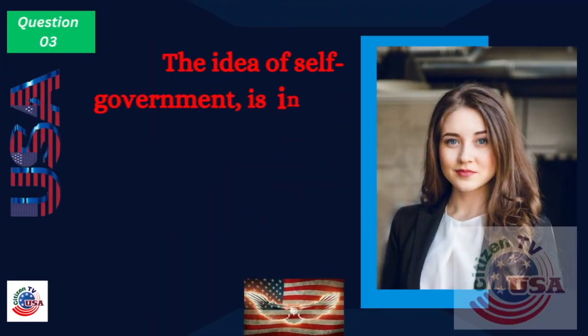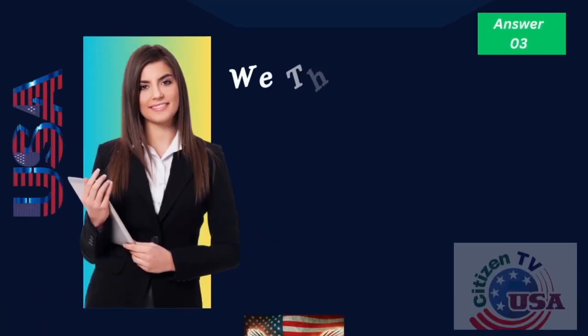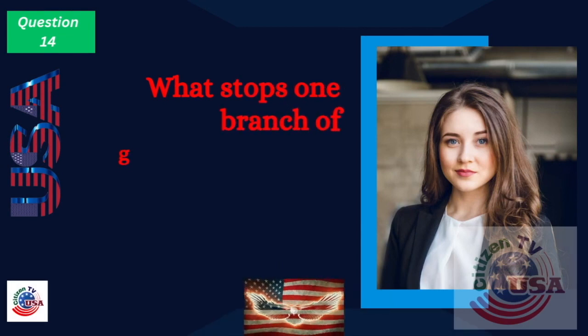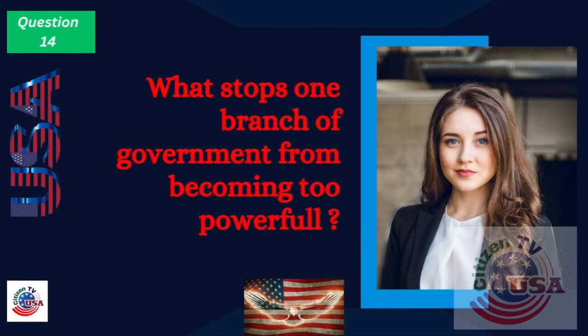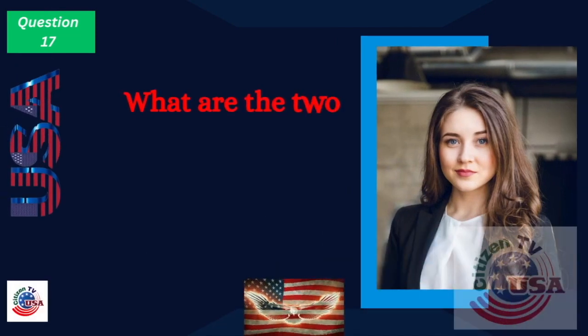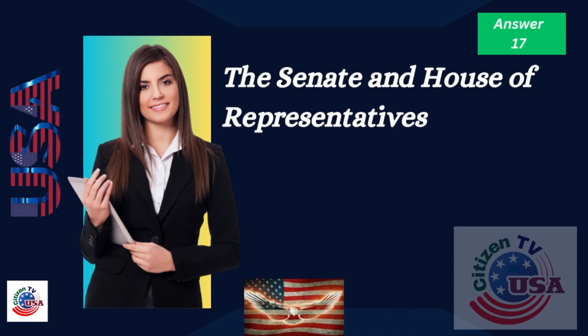The idea of self-government is in the first three words of the Constitution. What are these words? We the people. What stops one branch of government from becoming too powerful? Checks and balances. What are the two parts of the U.S. Congress? The Senate and House of Representatives.